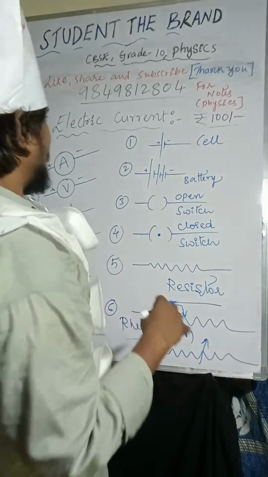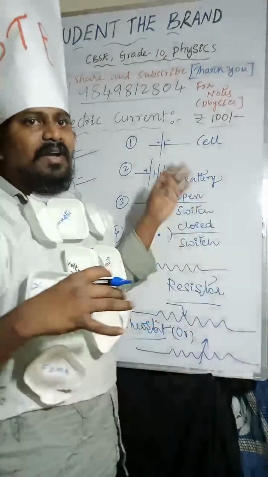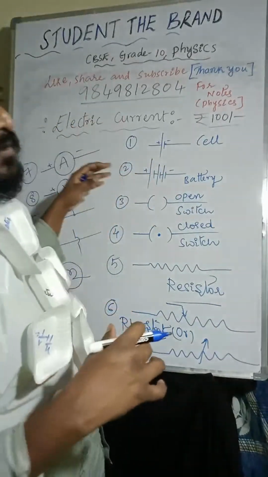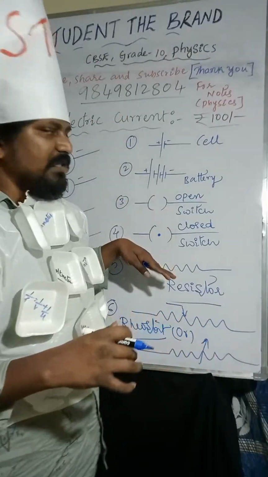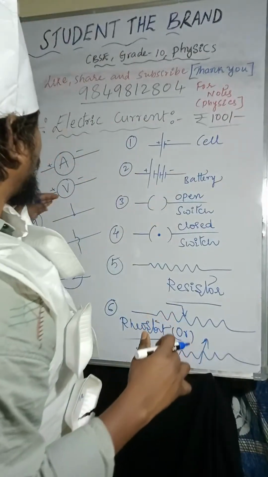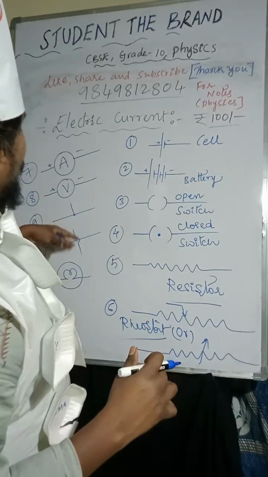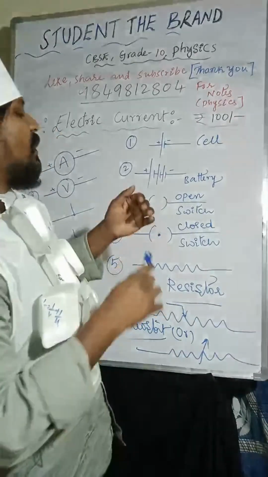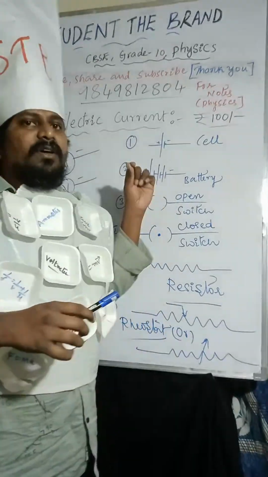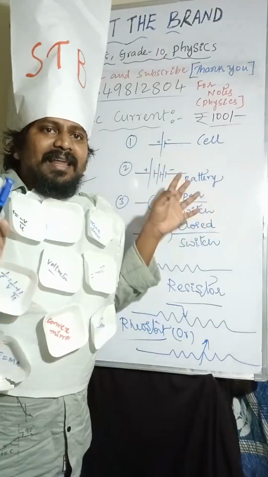Now if you observe here: cell, battery, open switch, closed switch, resistor, rheostat, ammeter, voltmeter, wire joining, wire crossing, and bulb. These are all electrical elements.